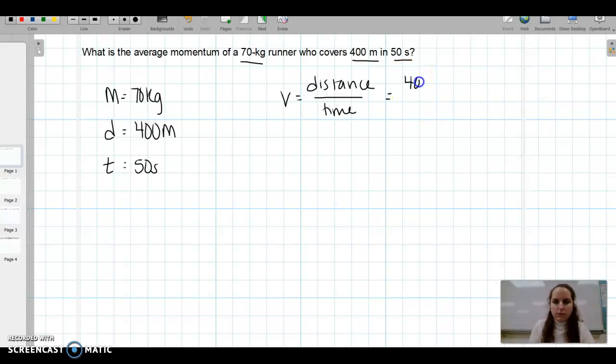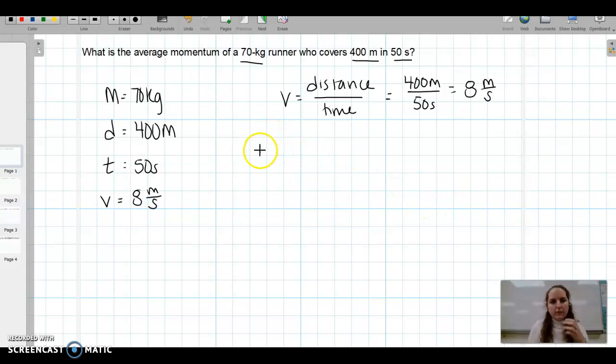So we take this 400 meters and divide it by the time that we were given, 50 seconds, and we should get 8 meters per second. So that is the velocity of this runner, 8 meters per second.